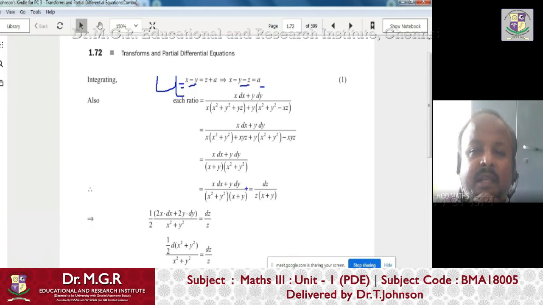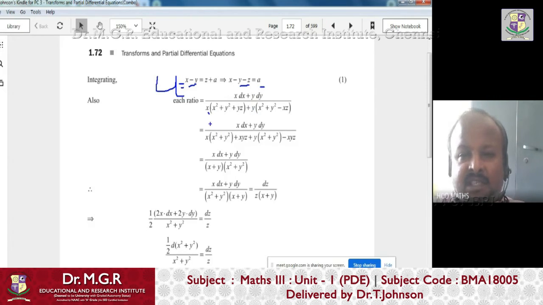For that again they are using some tricky idea. What we did in the last problem, they multiply and divide the first term with x and the second term with y. And then what happens? Just check: this is x into x square plus y square, and this is y into x square plus y square. So those two terms are here.